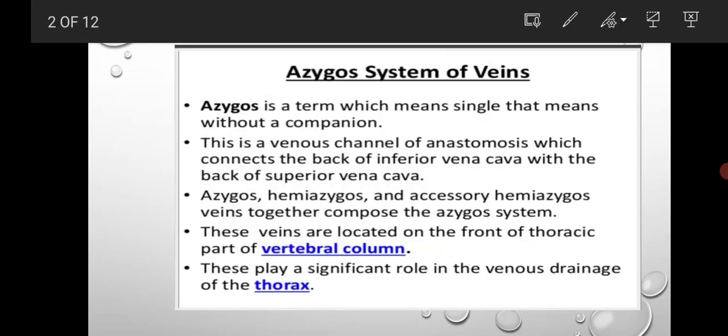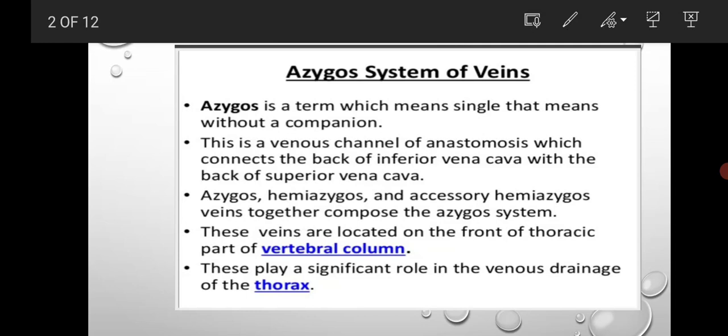Okay, so azygous is a term which means single, as I have already told you, unpaired. Okay, azygous means unpaired. Again, it connects the superior vena cava with the inferior vena cava. This azygous system of veins consists of the azygous vein, hemiazygous vein and accessory hemiazygous vein, and these veins are present in front of the thoracic vertebral column.